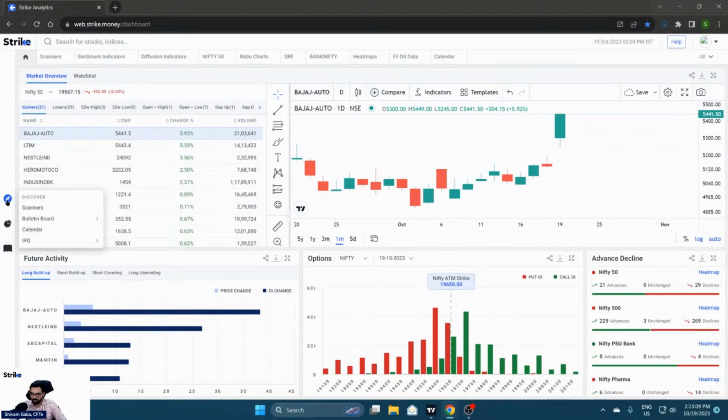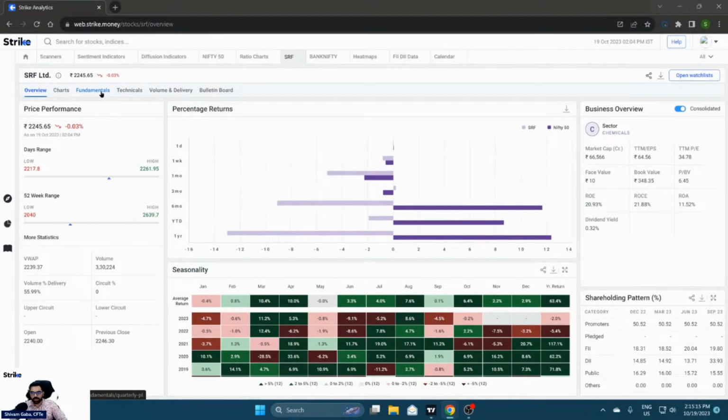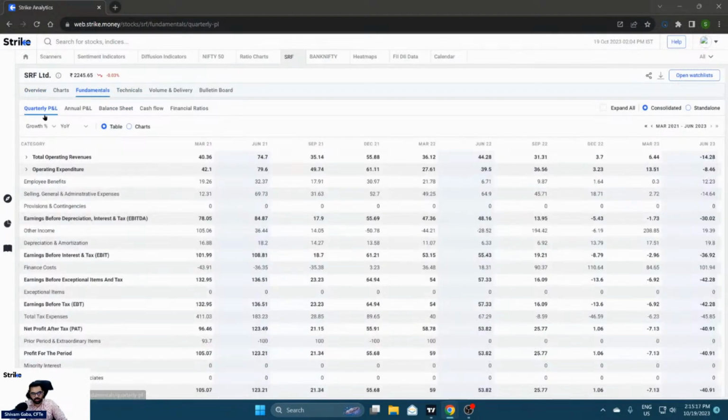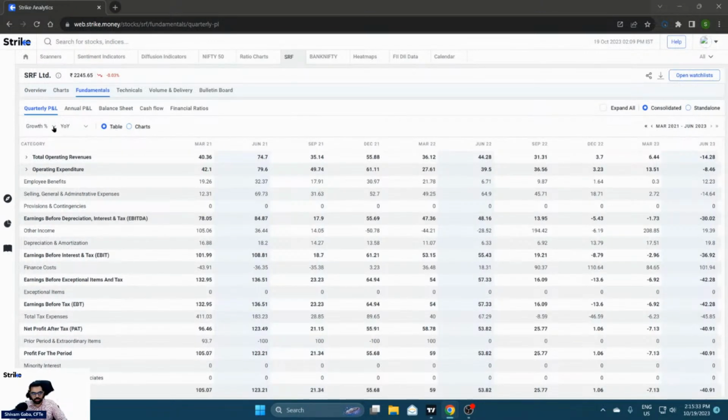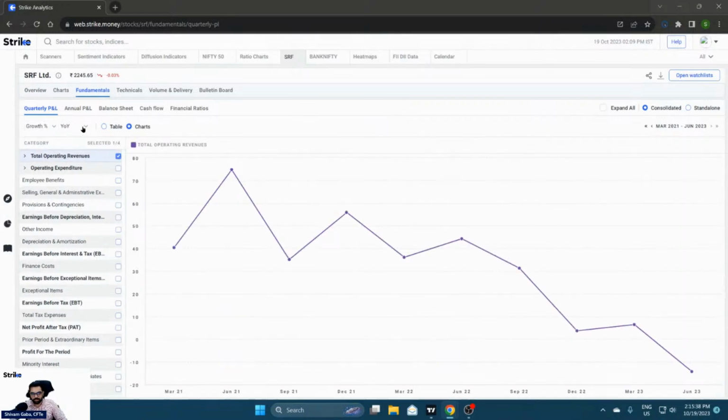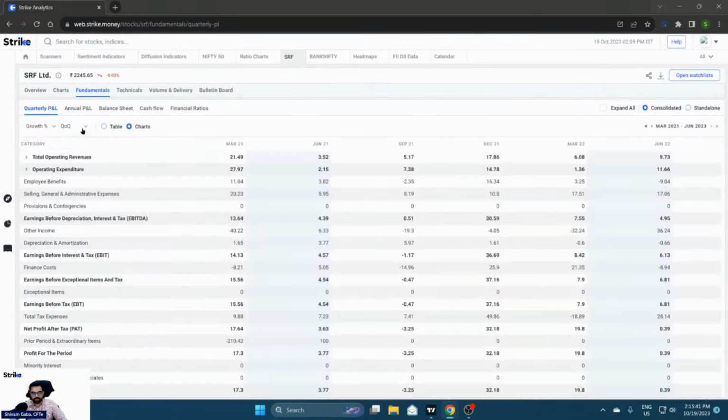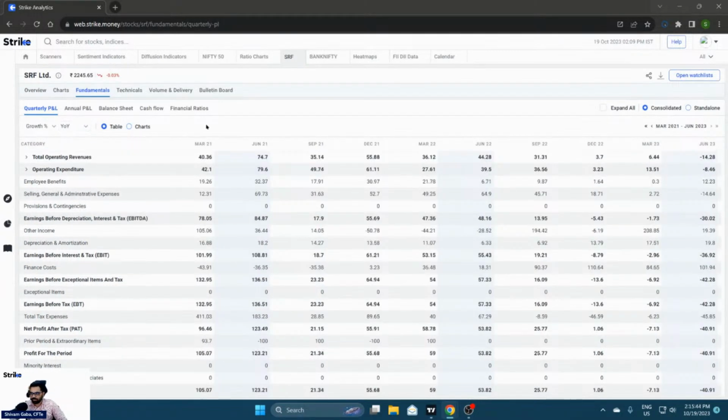So those of you who have joined late, I was telling that in the stock section you can also see fundamentals on Strike. There are more tabs coming, but for now you've got quarterly and annual P&L, balance sheet, cash flow, as well as financial ratios. So you have the freedom to view any of this data for the last 20 years, be it on chart or on a tabular form. And you can even see the growth percentage, on a year basis or on a quarter basis. So all that is available. Do give it a look and let us know what you think about it.